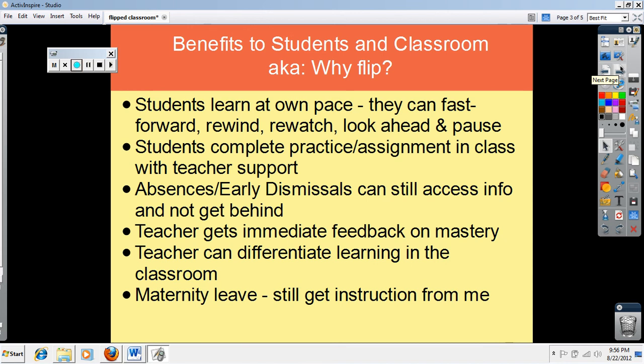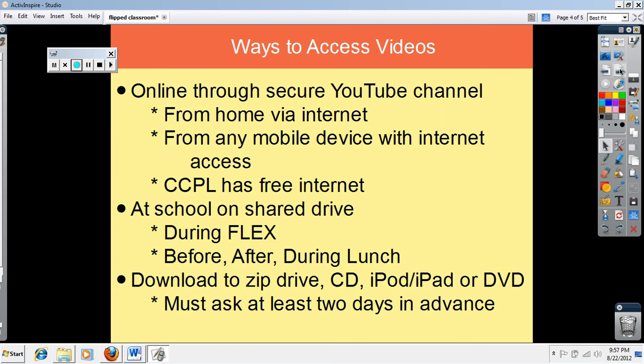And of course, personally, I'm going out on maternity leave in about a month, and so they can still get direct instruction from me, their actual teacher, as opposed to the sub. Not that she or he is not going to be awesome, but I just feel better leaving my own voice and how I would teach it to them anyway. My own voice is still there with them.